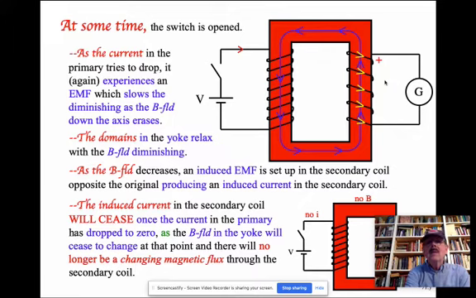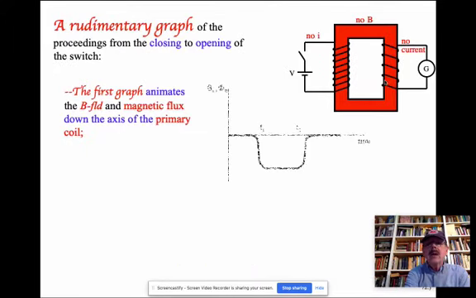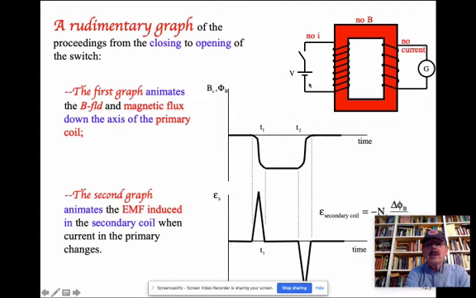Once you go to steady state, no more current. So if you were to graph all of this, looking at the magnetic field through the secondary, when there's no magnetic change, you get no induced EMF. As soon as there's a change, you get an EMF and a current. No change, no current. You get a change, EMF and a current. That's generally how transformers work.